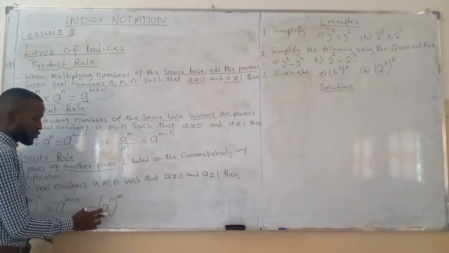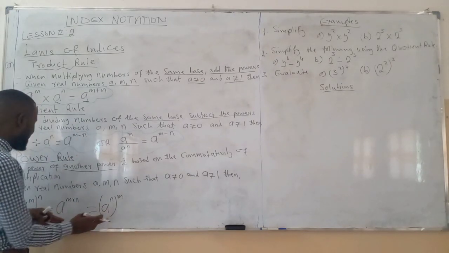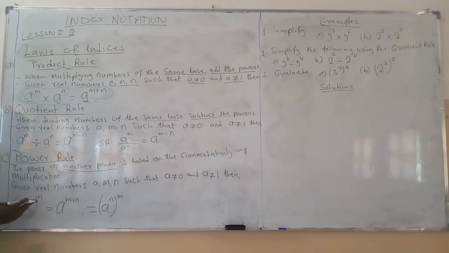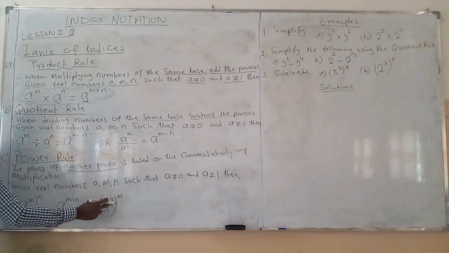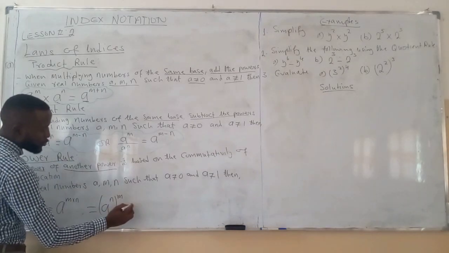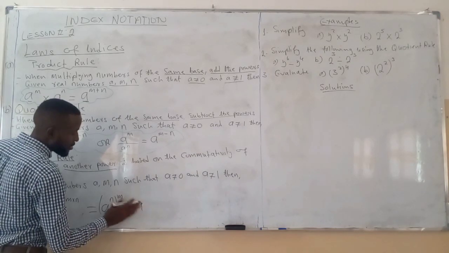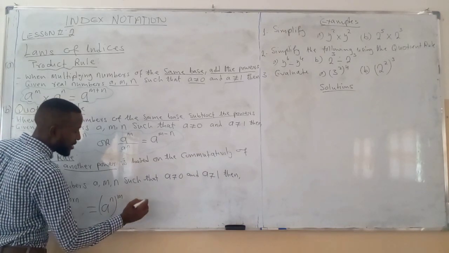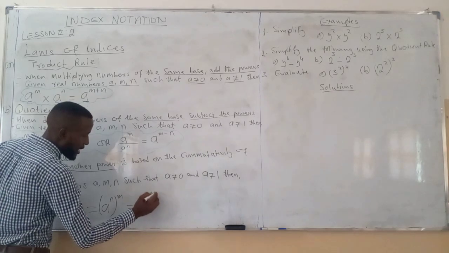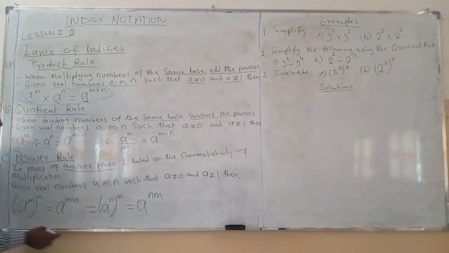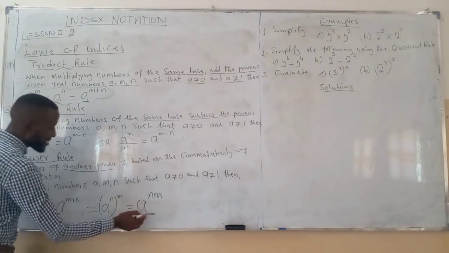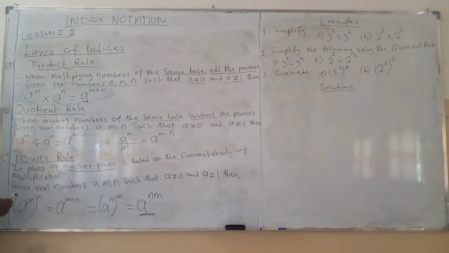Therefore, because multiplication is commutative, look at this one: the power of a is m, again raised to power n. Here the power of a is n, and then raised to power m. The answer will still be the same, which is a^(nm). That will be the final answer. Now this is the same as this one; there's no difference. So whichever way you use it, you should get your answer correct. So this is the power rule.